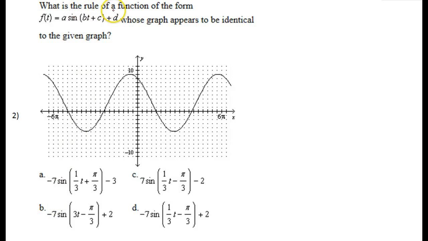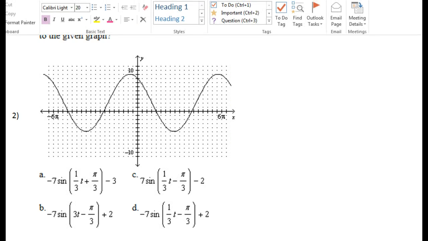So what is the rule of a function of the form given here, whose graph appears to be identical to the given graph? So basically, we're trying to match one of these equations with the graph. Let's start with the midline, because that's always sort of the easiest thing to do.